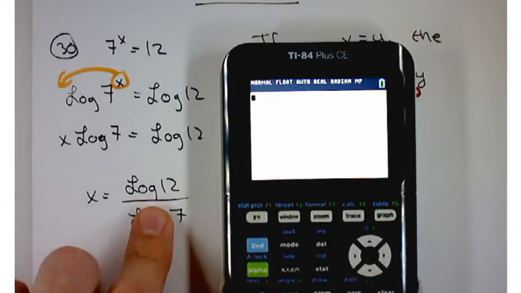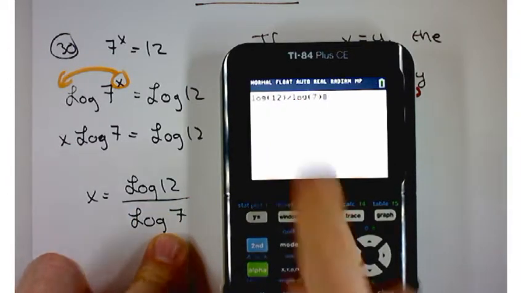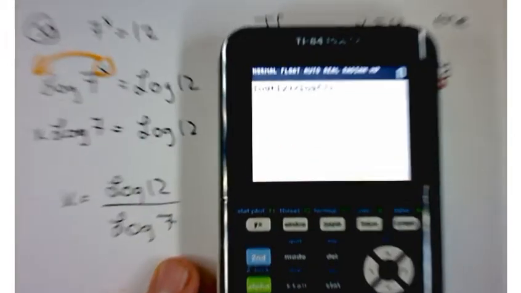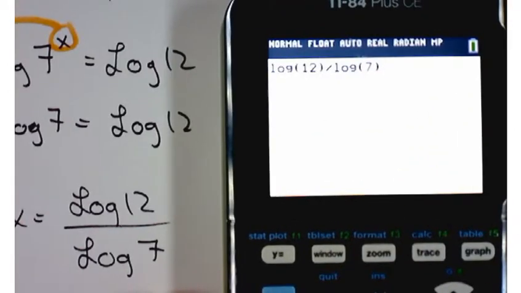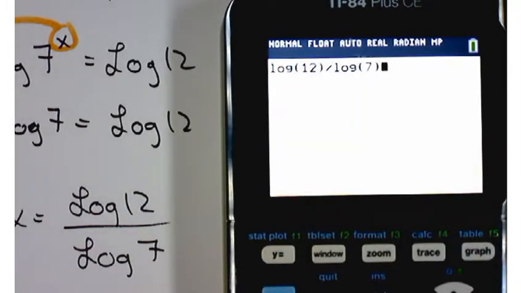So let's see. It's going to be log of 12, parenthesis, divided by log of 7. Now you need that parenthesis there. Let me see if I can't zoom in a little bit. You need that second parenthesis there. Without it, it's going to be wrong. So we get 1.27, etc.